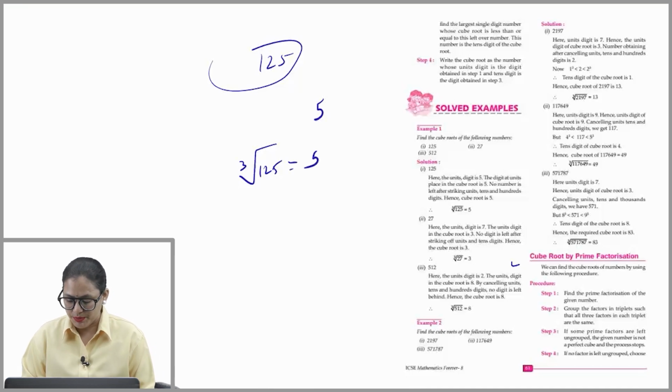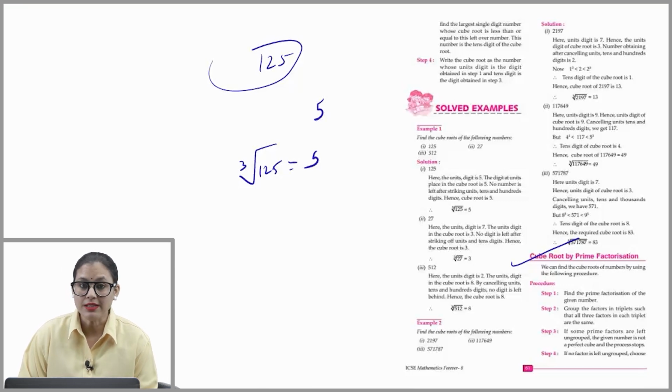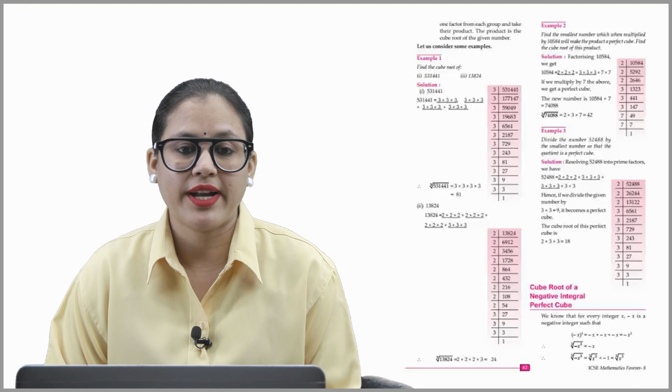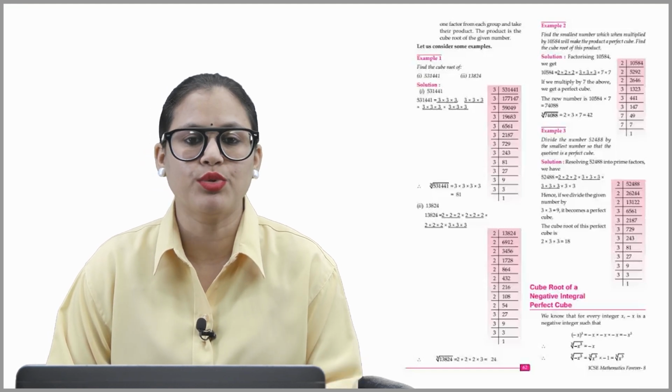Now, cube root by prime factorization. We can find the cube roots of numbers by using the following procedure. Step 1. Find the prime factorization of the given number. Step 2. Group the factors in triplets such that all 3 factors in each triplet are the same. Step 3. If some prime factors are left ungrouped, the given number is not a perfect cube and the process stops. Step 4. If no factor is left ungrouped, choose one factor from each group and take their product. The product is the cube root of the given number.